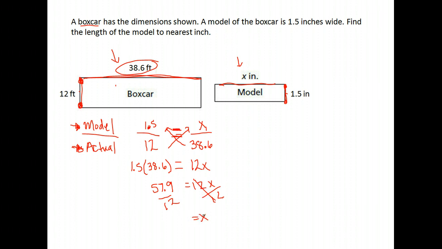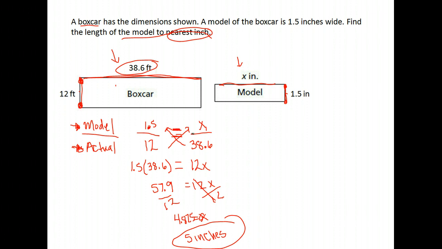And that should be our answer. So we have 57.9 divided by 12. It gives me 4.825. Right, and now let's go up and see what we were asked to do. We were supposed to find the length of the model to the nearest inch, so we're going to go ahead and round that. 4.8 would round up to 5 inches.